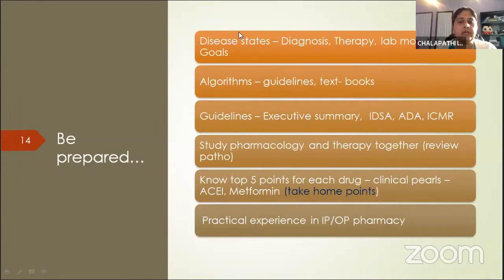And ICMR are coming up with some guidelines for our antibiotic usage. Look into that, because at the end of the day, we need to focus on the Indian population.